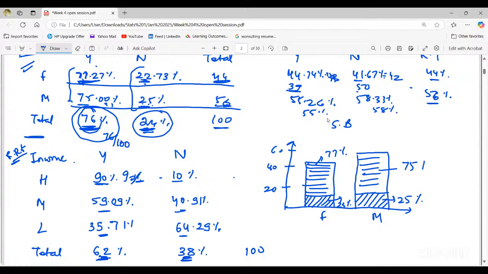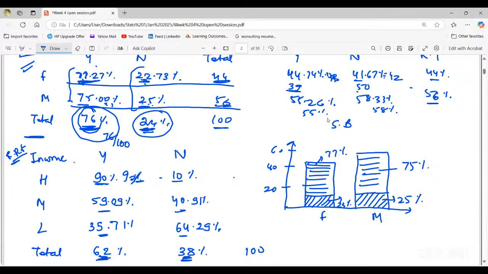This is 75%. So this is a stack bar chart. Everybody getting my point? What is the stack bar chart? How I made it? Yes, ma'am. Everyone sure? If you have any doubts, you can ask.